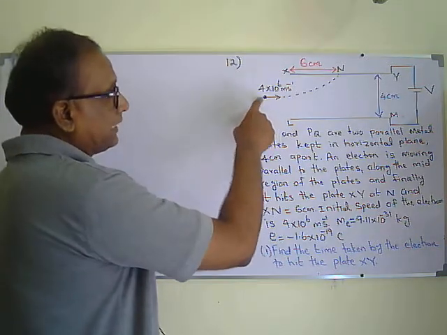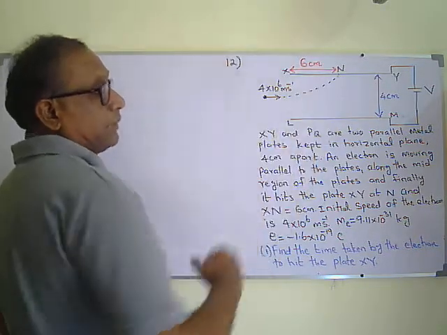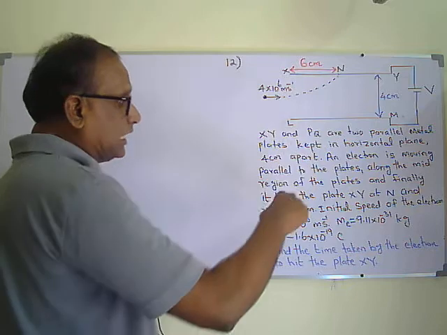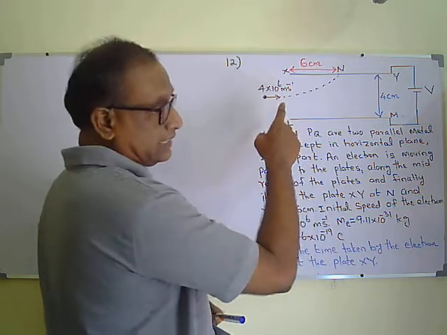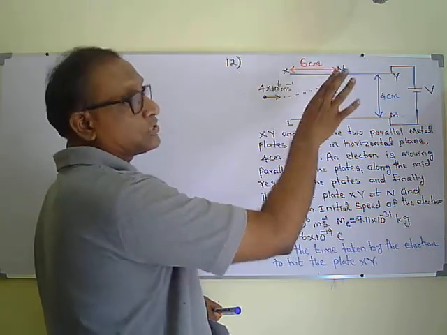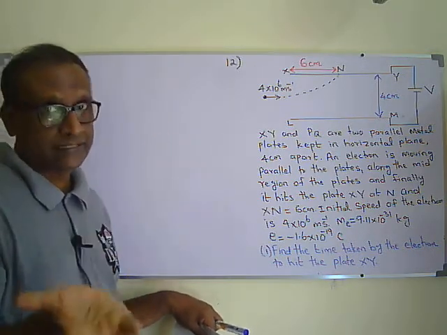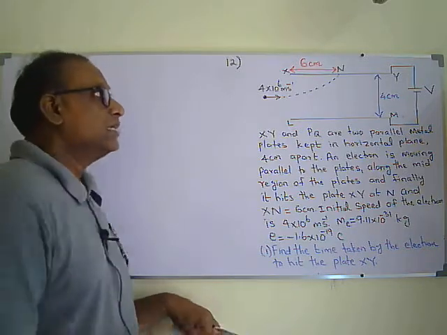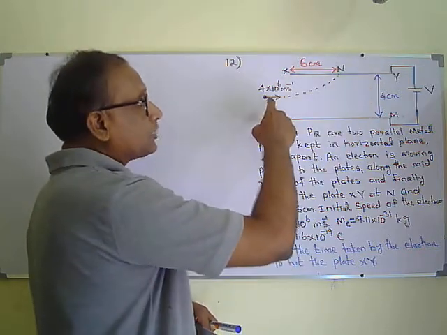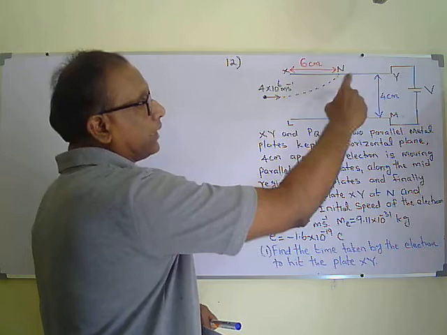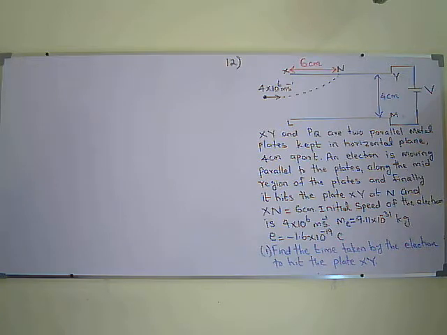An electron is moving at a speed of 4 × 10^6 meters per second parallel to the metal plates, along the mid region of the plates. After it enters the plates, it experiences an unbalanced force due to the electric field in the upward direction. Gravitational effect is negligible on an electron, so the only force acting on it is the electrostatic force, towards the positive plate. The electron turns and hits the plate XY at a point N, which is 6 centimeters from X.